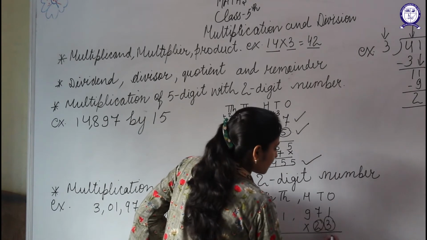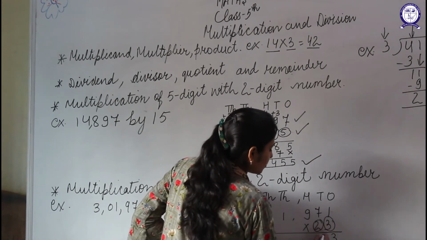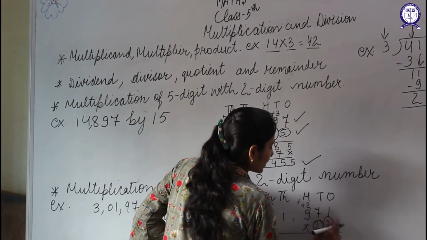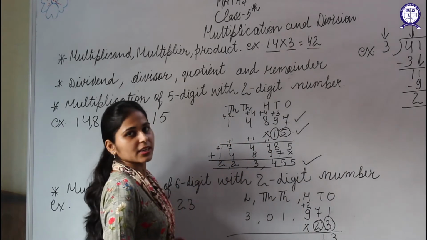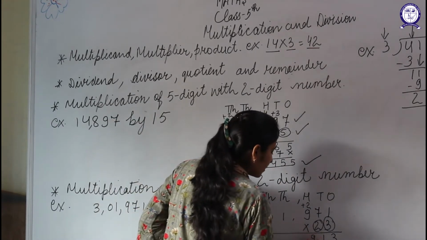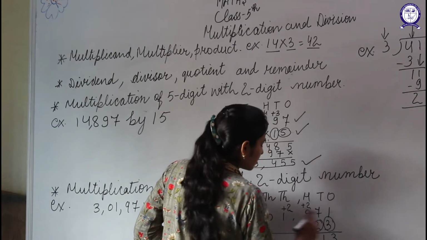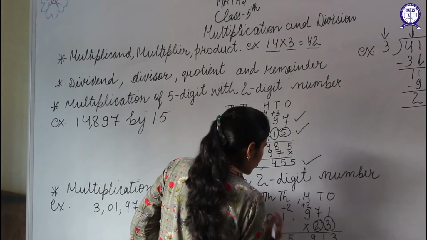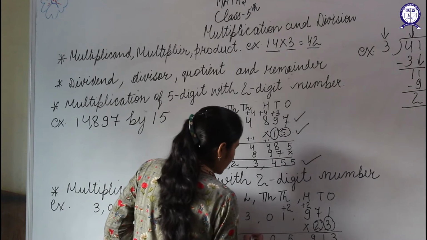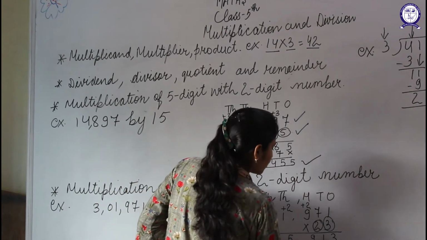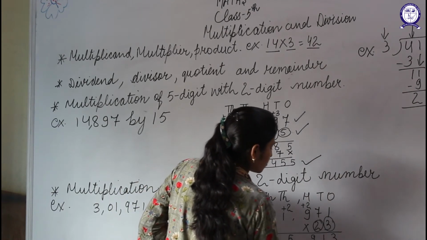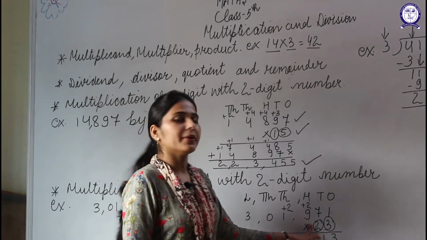3 ones are 3, 3 sevens are 21, 2 will be carried. 3 nines are 27, 27 plus 2, 29, 2 will be carry. 3 ones are 3, 3 plus 2, 5. 3 multiply 0 will be 0, 3 nines are 9, students. Now here you can put a 0 or a cross, student. Now we will multiply the whole number by 2.